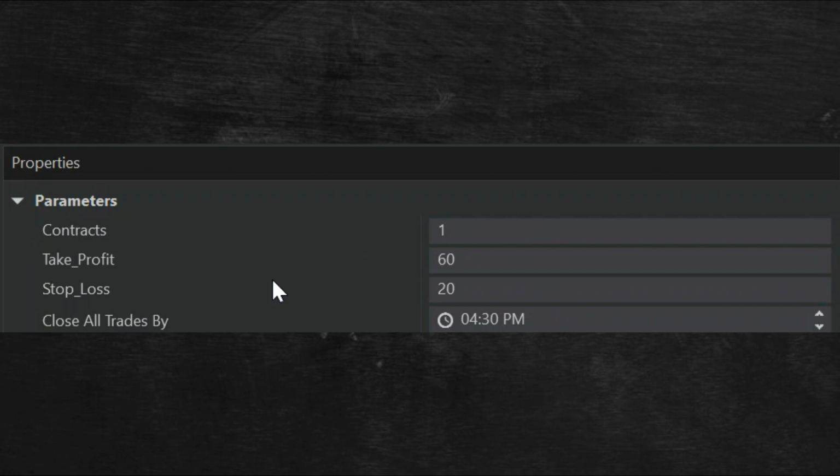Okay, so they are in tick values, and the last value you need to really look at is the close all trades by, and that is a time when you want no more trades to occur after that, positions to be closed, and you tend to do that towards the end of the day so that you don't carry any trades over into the close of day.